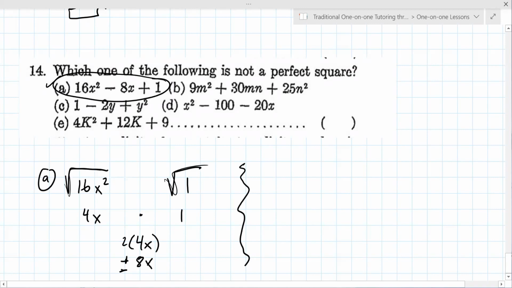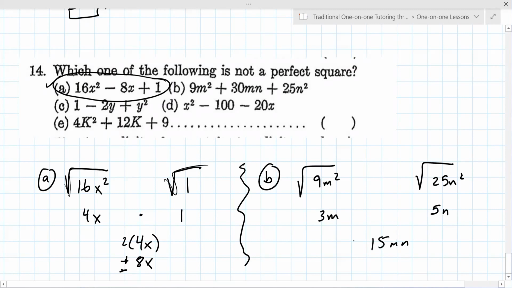Oh, okay. So let's look at B. You take the square root of the first term. That's 3m. Square root of the last term, that's 5n. You multiply them together, that's 15mn. Then you double it, and then plus or minus. So is that there? Yes, it's there.